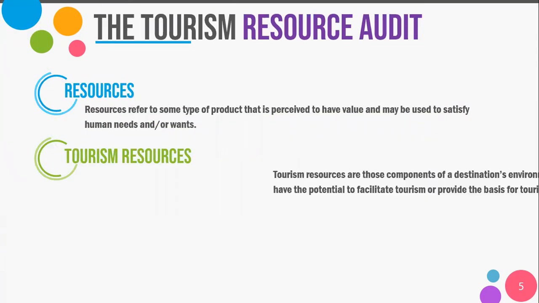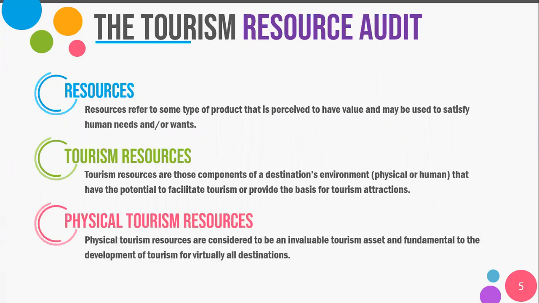There are three terms that you have to know under the tourism resource audit. We will learn the first term, that is resources. Number two is tourism resources, and last but not least is physical tourism resources. These three terms are must-know terms for a tourism geography student. First and foremost is resources. So what are resources? Sumber. In Malay, we call it sumber.